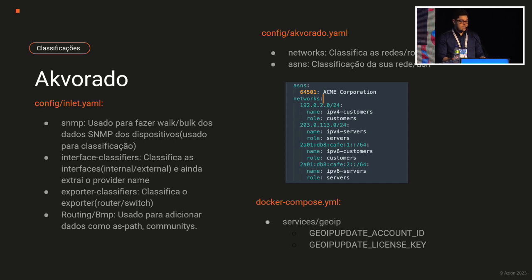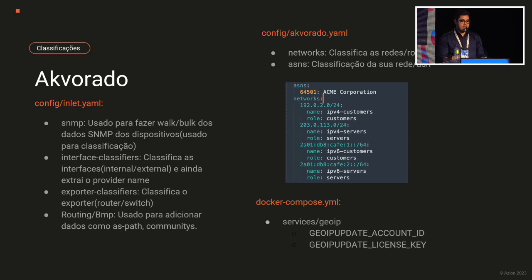Then there's another component, which is the routing BMP. For those who use NetFlow or others, this information might not be available in the flow. Normally, they are not available. So you have to add these in order to enrich the setup. Akvorado uses BMP to get data such as the ASN path. And this is also to visualize the AS paths from its traffic.